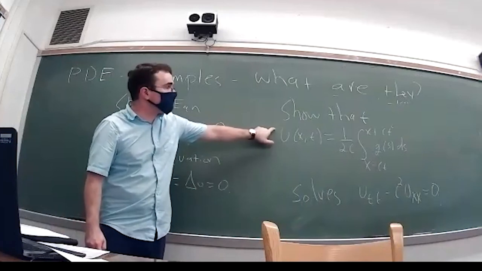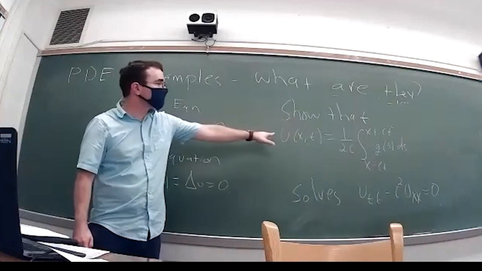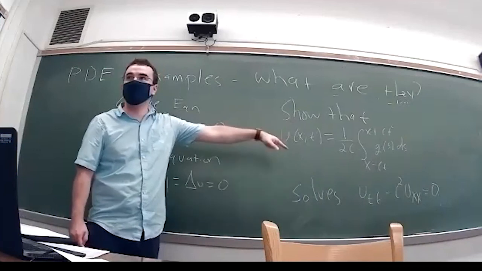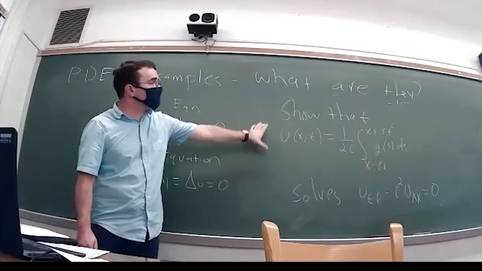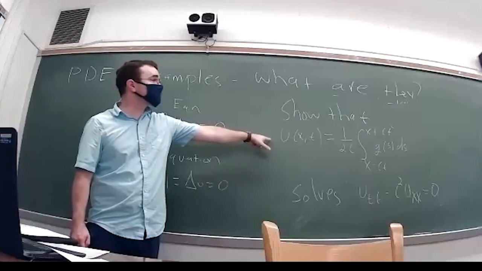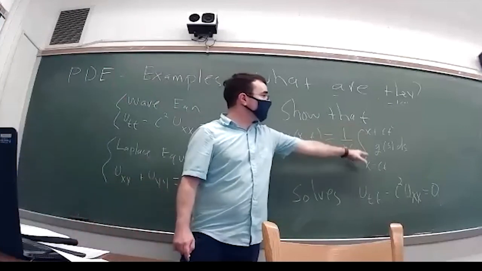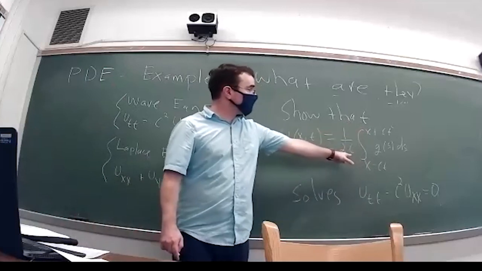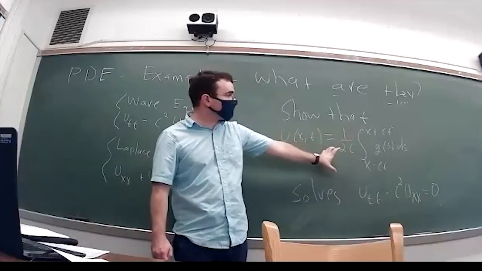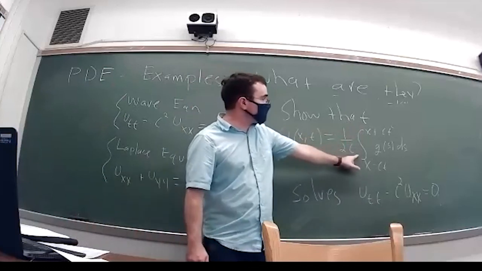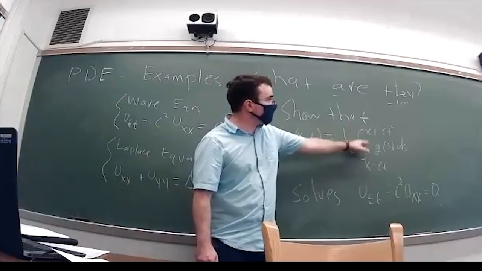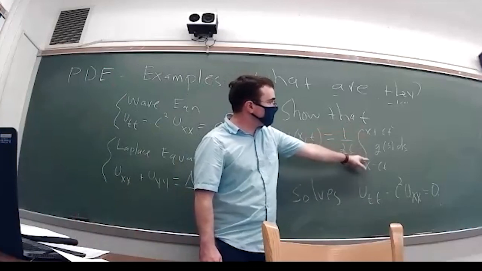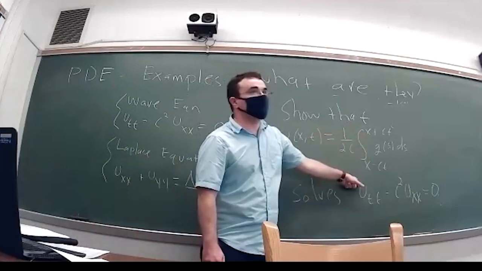In other words, this is a function of x and t. Take two t derivatives, and that should be equal to c squared times two x derivatives. In order to do this, you're going to have to remember from the fundamental theorem of calculus how to take the derivative of something with bounds. And if you want to simplify that, you could do something like this is equal to the integral from 0 to x plus ct, plus the integral from x minus ct to 0.